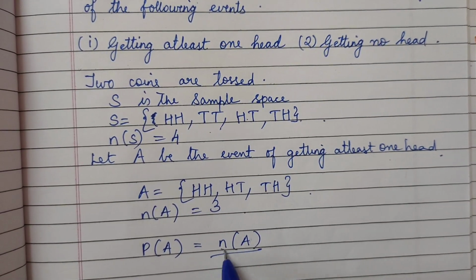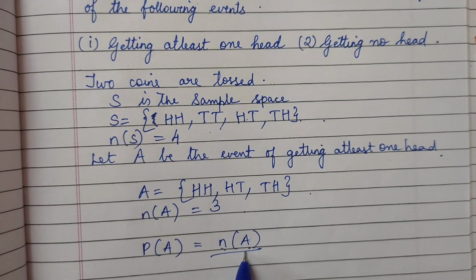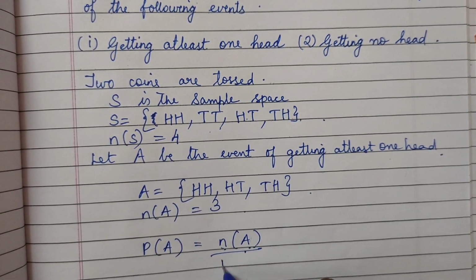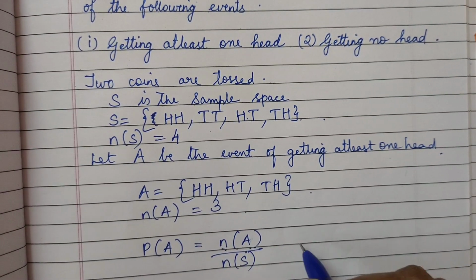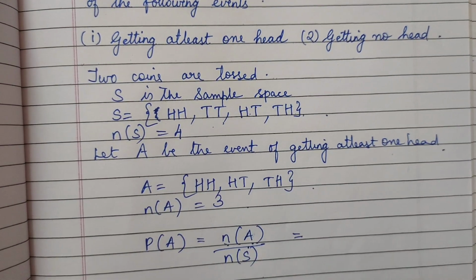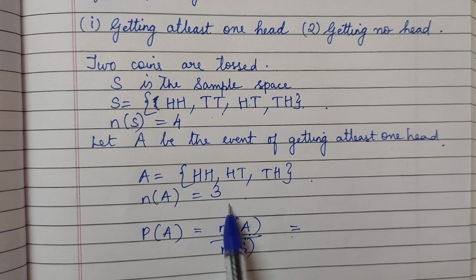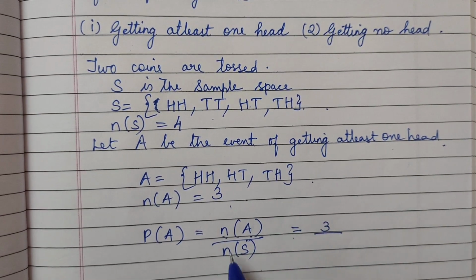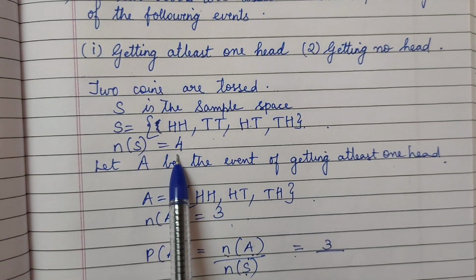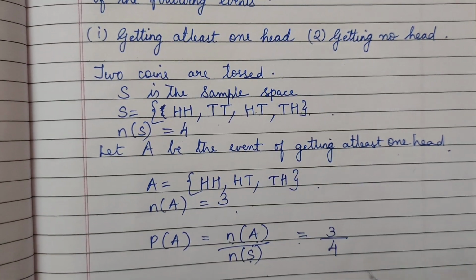What is that N of A? Number of sample points in the event A. Okay, and N of S. So I am writing here, you can write one below the other. So N of A, how much did we get? 3 upon, and N of S is how much we got? 4. So we write it 3 upon 4.